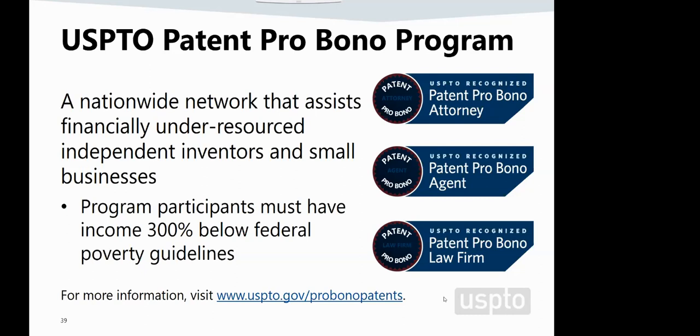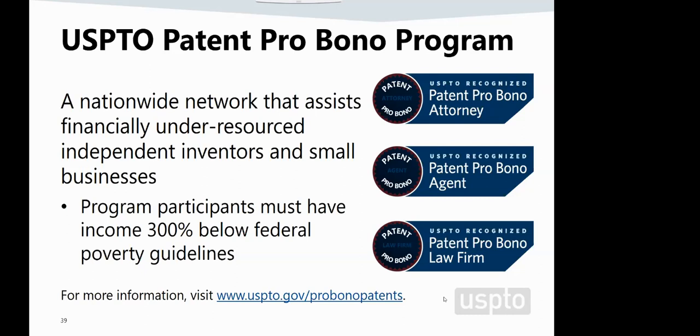But working with an attorney, a registered licensed patent attorney or agent, can cost traditionally between $10,000 and $25,000 to prepare, file, and prosecute a single patent application. And that cost can be prohibitive, particularly to smaller companies, to startups that have a limited budget and don't have $10,000 to $25,000 sitting around to work with a patent attorney. So don't despair.